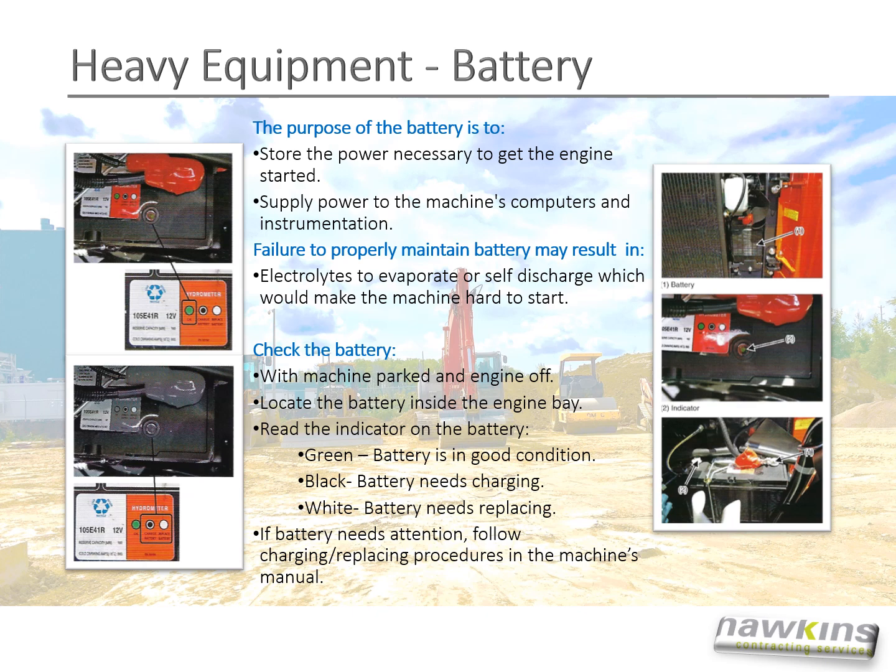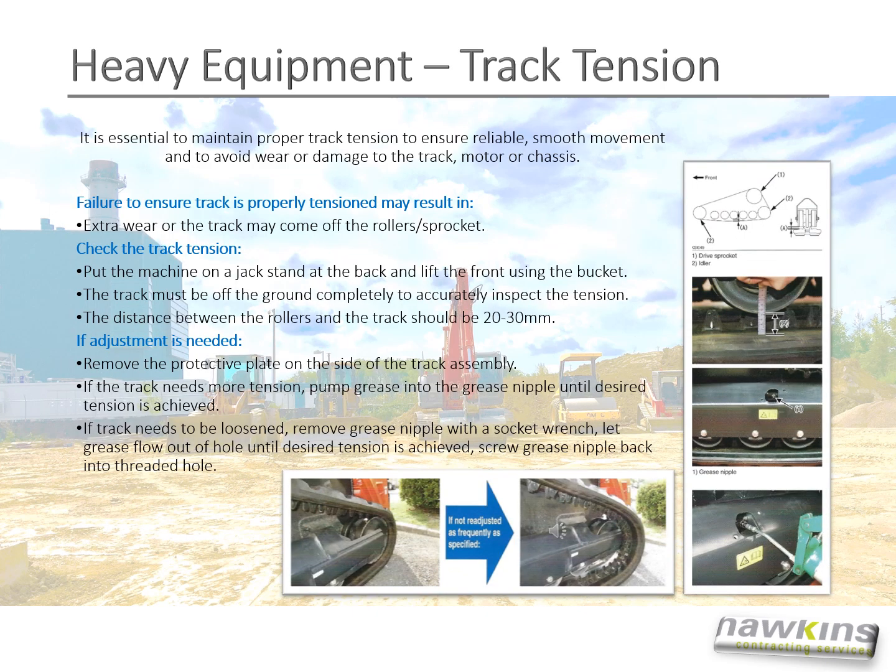To check the battery, with machine parked and engine off, locate the battery inside the engine bay. Read the indicator on the battery. Green means the battery is in good working condition. Black means the battery needs charging. White means the battery needs replacing. If battery needs attention, follow the charging, replacing procedures in the machine's owner manual.